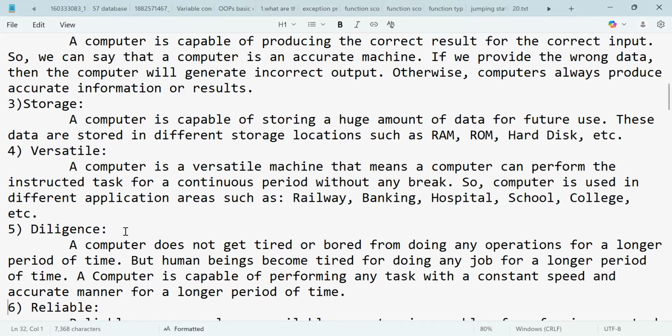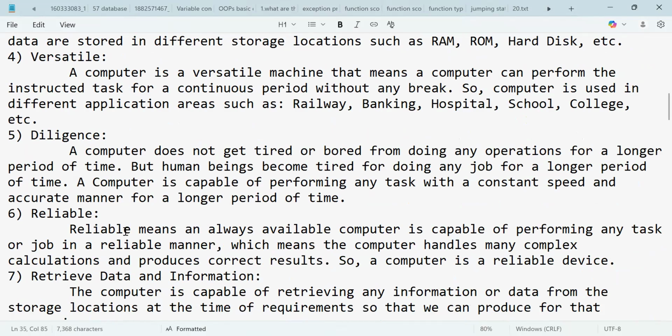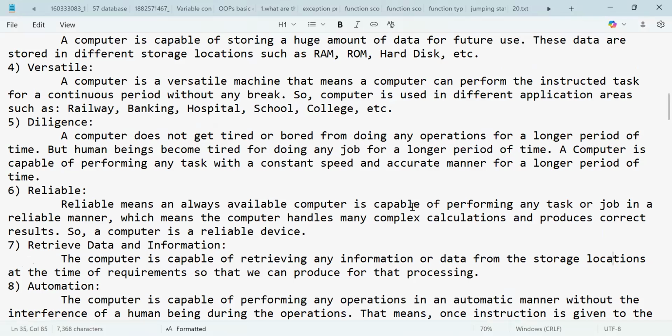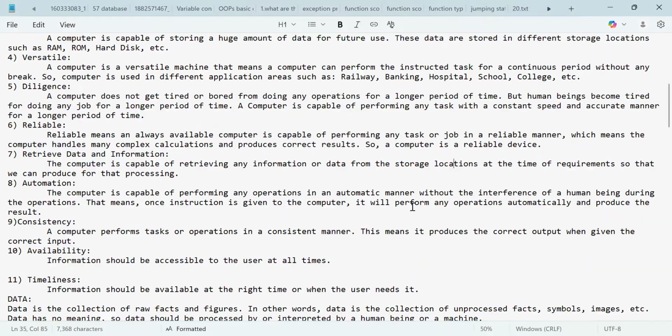So diligence. What is diligence? The computer does not get tired or bored from doing any operations for a longer period of time, but human beings become tired doing any job for a longer period of time. So a computer is capable of performing any task with constant speed and in an accurate manner for a longer period of time. This is diligence.